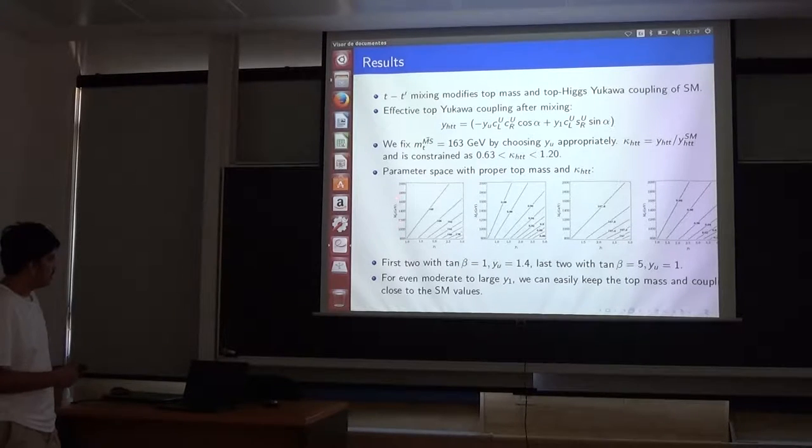So we look at this: this is the vector-like fermion mass, and this is the new Yukawa coupling introduced due to the mixing. The masses are possible within this range, 168, 166, and there are various Y_U, the top coupling. This one can be taken at different values, but the main point to be taken is that even with a bigger Y coupling, moderate to large Y, we can easily keep the top mass and coupling close to the standard model value. That is not a problem, because an 800 GeV mass and above will not contribute that much in the mixing angles.